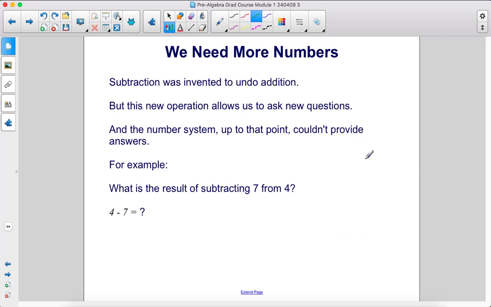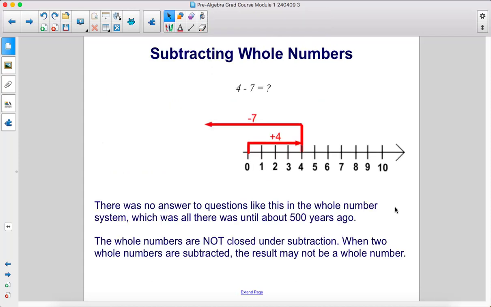Subtraction was invented to undo addition, but this new operation allows us to ask new questions. And the number system, up to that point, couldn't provide answers. For example, what is the result of subtracting 7 from 4? There was no answer to questions like this in the whole number system, which was all there was until about 500 years ago. The whole numbers are not closed under subtraction. When two whole numbers are subtracted, the result may not be a whole number.